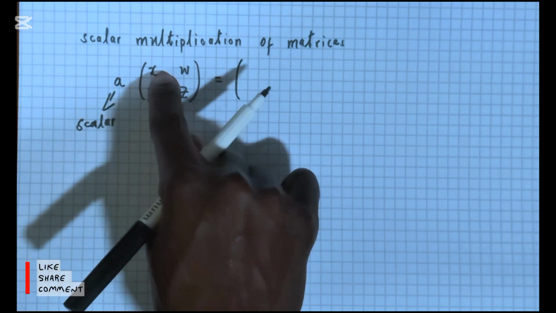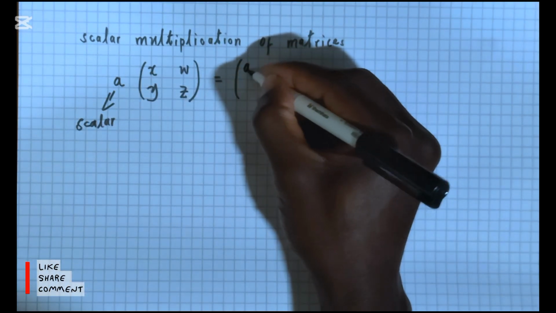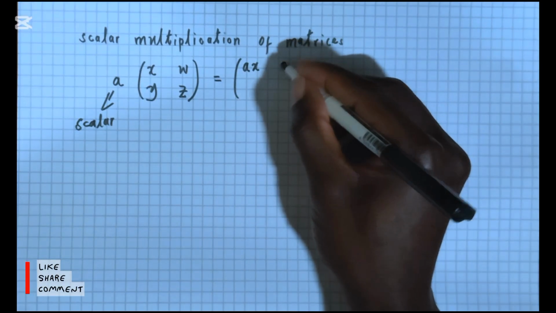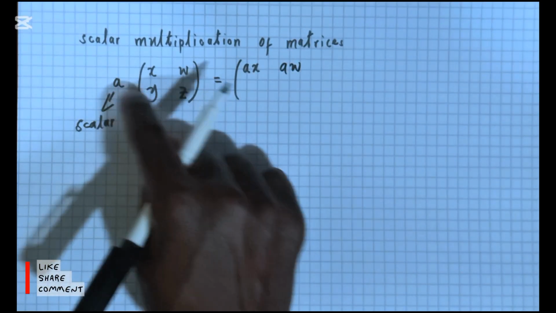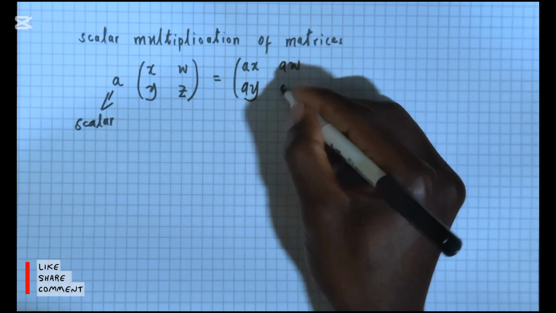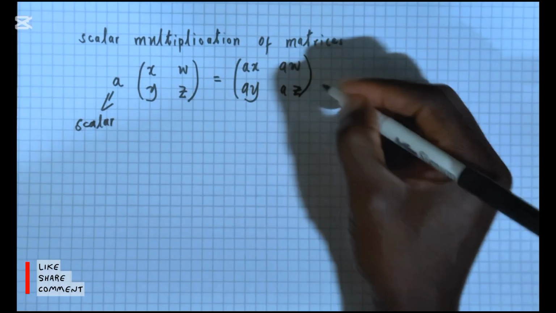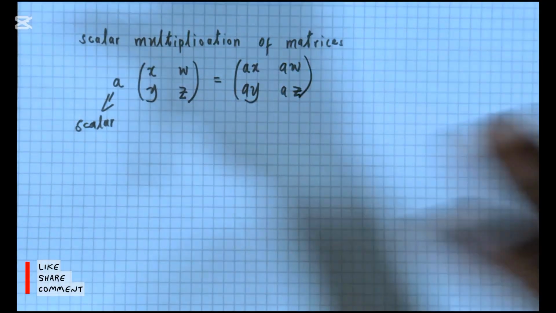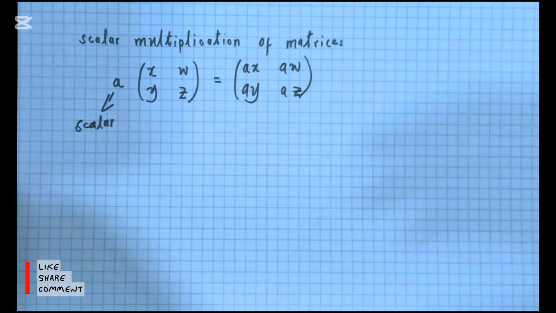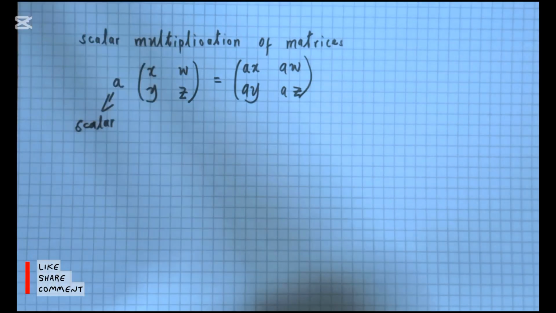So it will be A multiplying X, and so that will be AX, and A multiplying W, that will be AW. A times Y giving us AY, and A times Z giving us AZ. So basically what we notice is that A multiplies every term within the matrix. Now let us handle our first example under that, then see what we get.